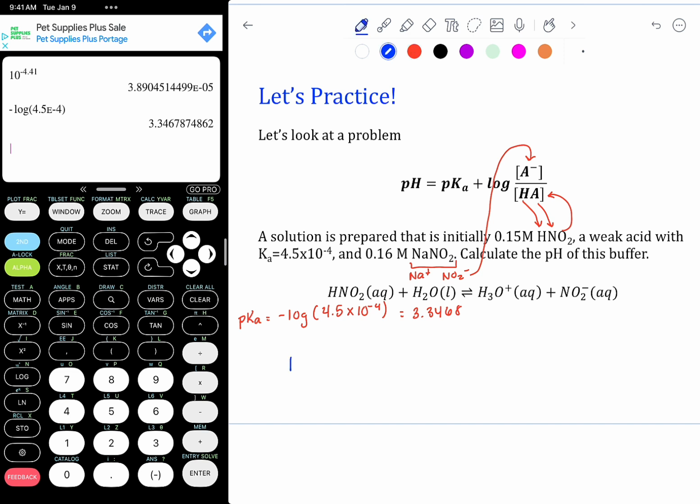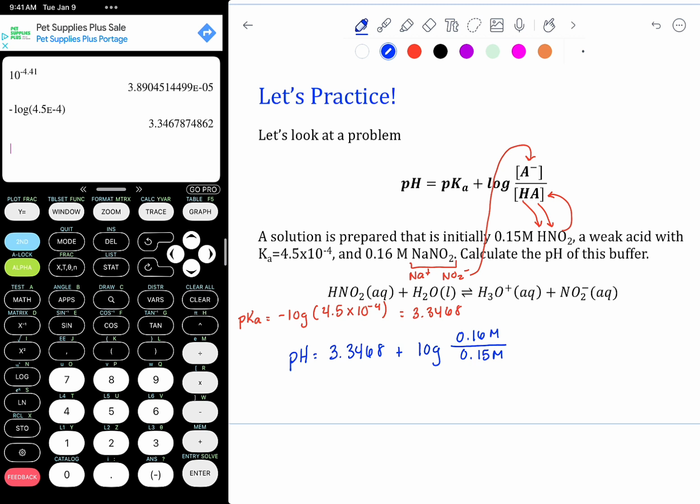So now that we have pKa, we can plug everything in. So we have pH is equal to the pKa, 3.3468, plus the log of our ion ratio, which is 0.16, divided by our acid, 0.15.